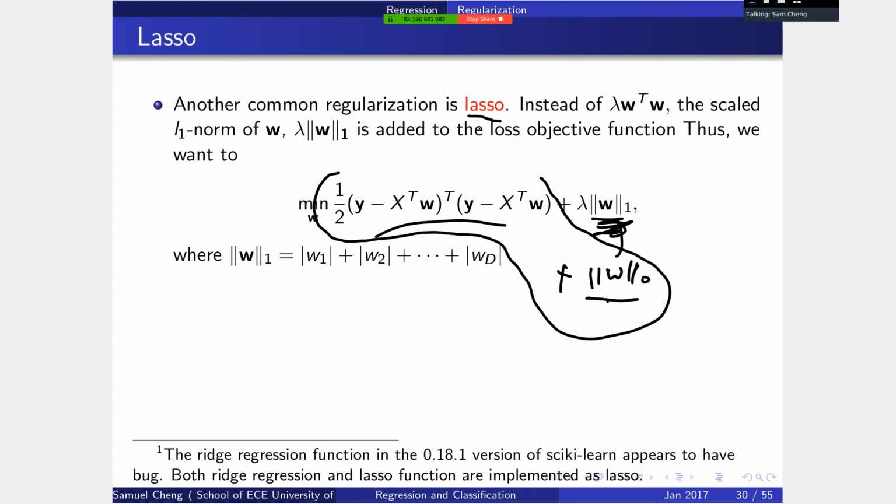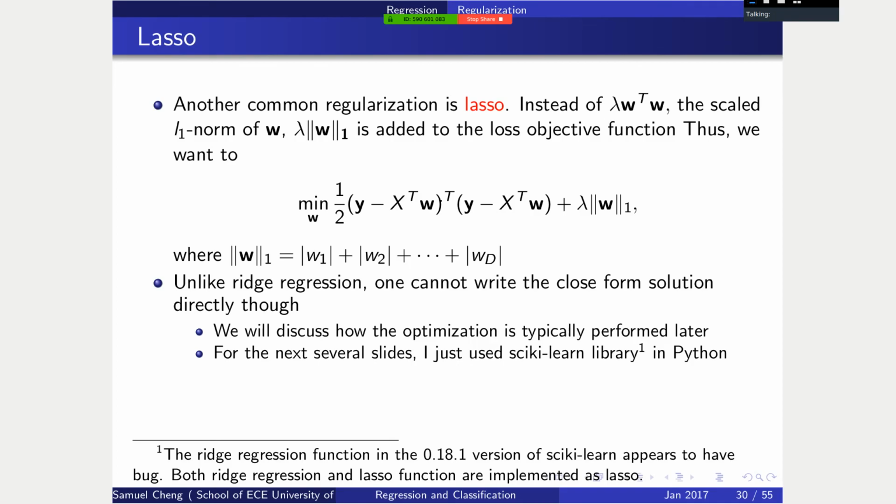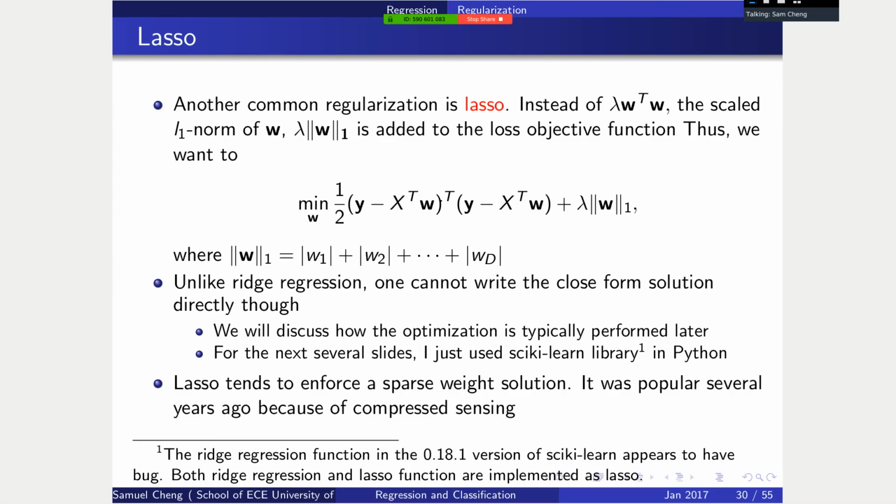And of course, this lambda is also a hyperparameter to tune the strength of the regularization, right? If you want a stronger regularization, you can increase it. If you want it to be weaker, you can decrease it. As I mentioned, this is why people are interested in it, even though it doesn't have a closed form solution. It's not like ridge regression, where you have a closed form solution. This one doesn't.